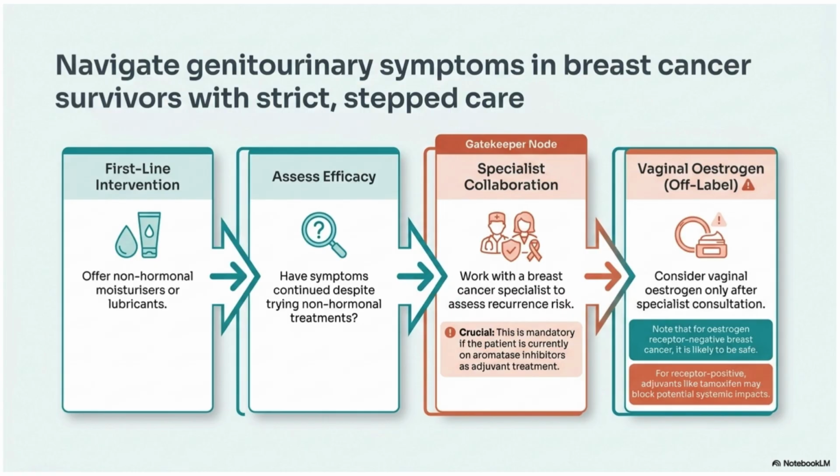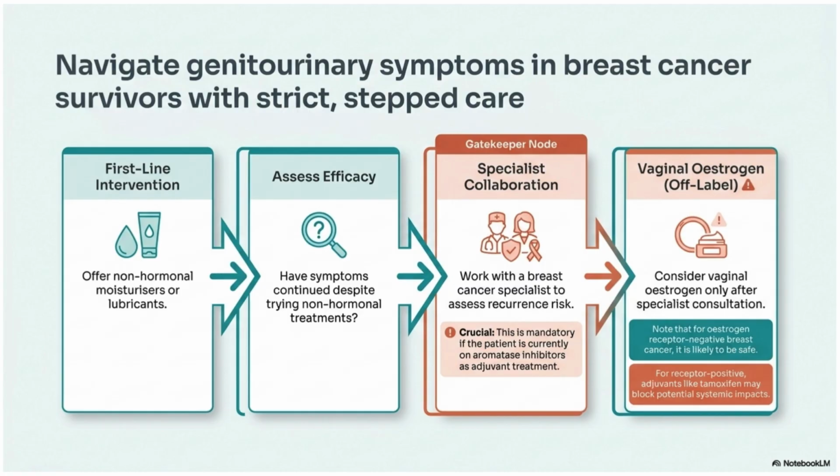Now, regarding genitourinary symptoms after breast cancer, for someone with a personal history of breast cancer, use a stepped and collaborative approach. Begin with non hormonal moisturizers and lubricants. If symptoms persist and significantly affect quality of life, vaginal estrogen may be considered rather than automatically refused. Vaginal estrogens act mainly locally, although a small amount reaches the bloodstream. For previous estrogen receptor negative breast cancer, NICE advises that small systemic exposure is unlikely to increase recurrence risk. For estrogen receptor positive cancer, the effect on recurrence remains uncertain.